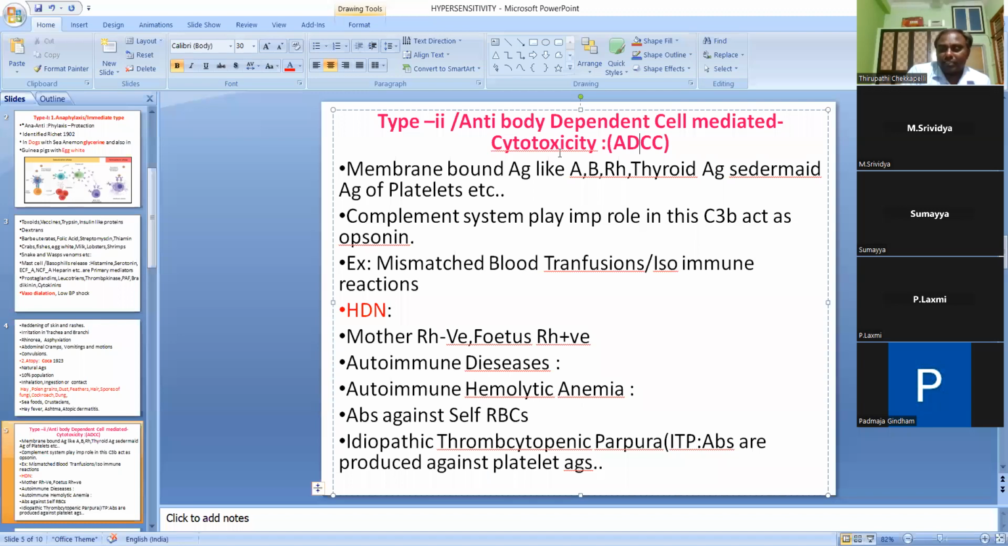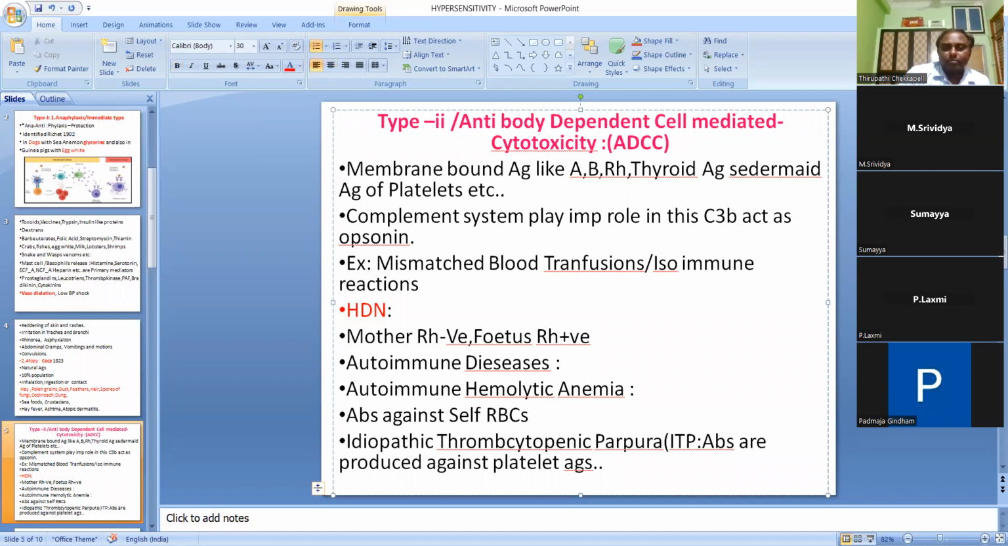Cyto means cell, toxicity means harm. Due to some toxic substance, your cells get damaged. Here, due to our own antibody.